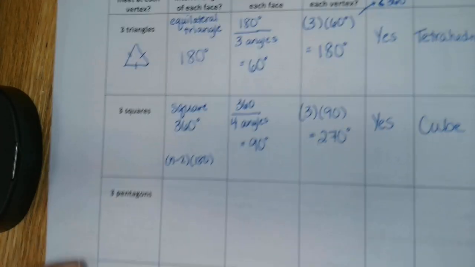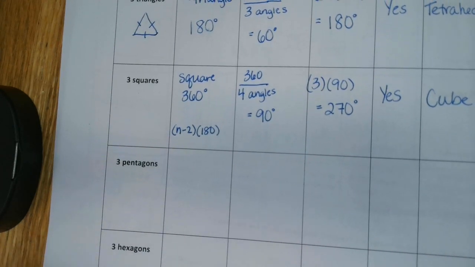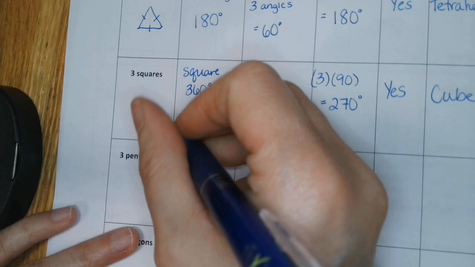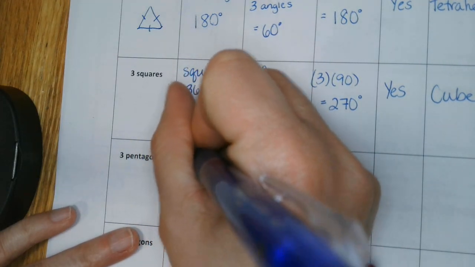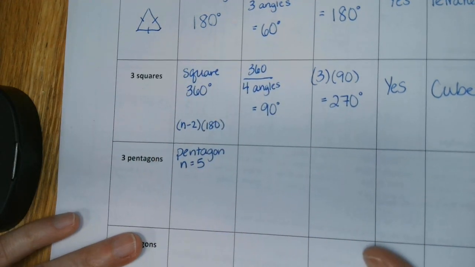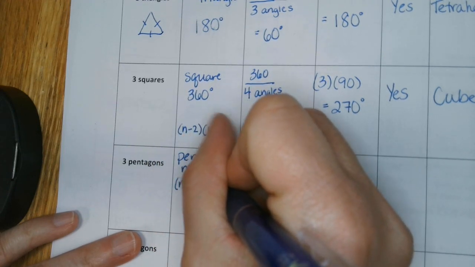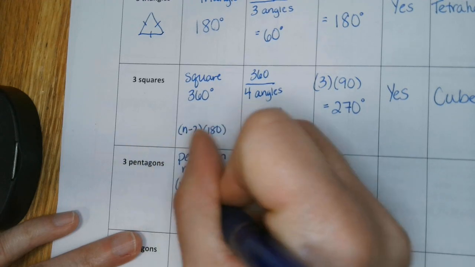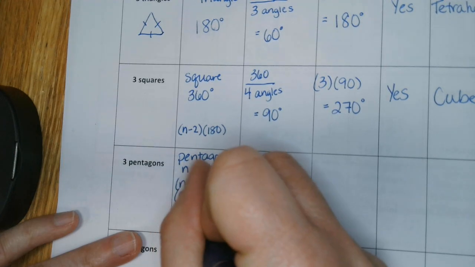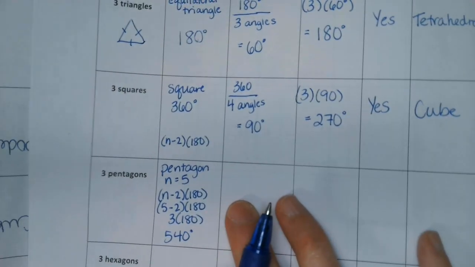Okay, so what if we want pentagons, which we actually just saw, right? So we want 3 pentagons to come together at each vertex. Sum of the interior angles of each face. Well, a pentagon has 5 sides, so n is going to equal 5. And so n minus 2 times 180 is 5 minus 2 times 180, or 3 times 180, which would be 540 degrees. That's the sum of the interior angles of that pentagon.